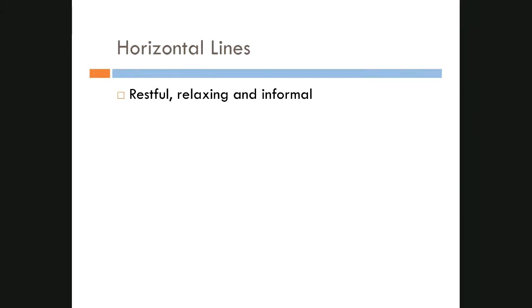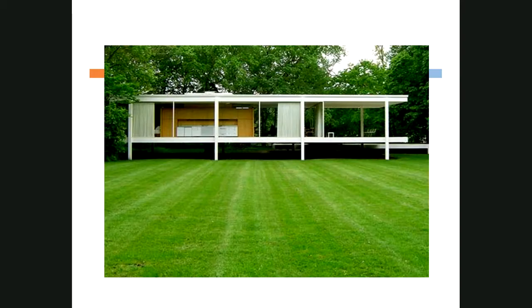So horizontal lines are relaxing and informal. This was not in the film, but it's a very famous building not too far from Chicago. Anybody know what this building is or who would have designed it? It's got strong horizontal lines. It's the Farnsworth House in Plano, Illinois by Mies van der Rohe. Mies van der Rohe came from Germany. He'd been head of the Bauhaus School of Design, and he came to start the School of Architecture at IIT. He did a lot of buildings in Chicago.